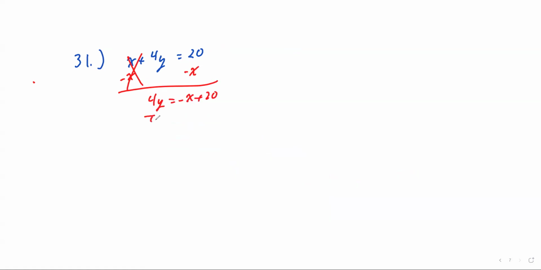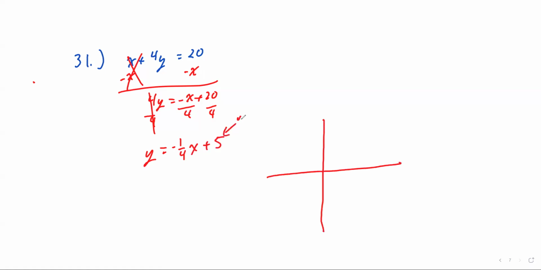All right, let's look at 31. 31 says x plus 4y equals 20. Again, keeping in mind the format that I want, I want to subtract x on both sides. So I get negative x plus 20, then divide everything by 4. There's not a number there, there's an imaginary 1, so I can say negative 1/4 x plus 5.